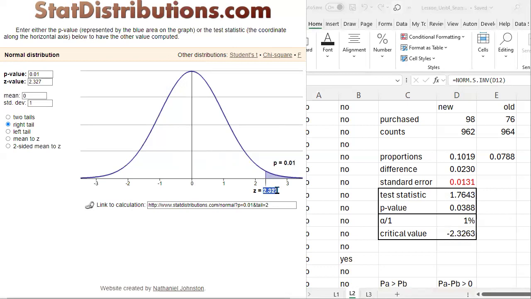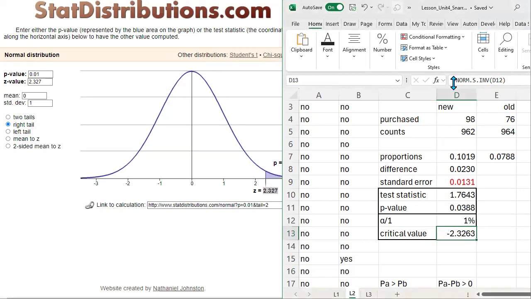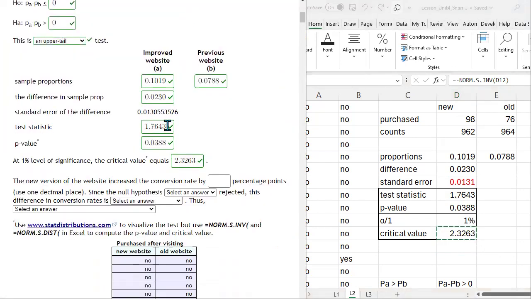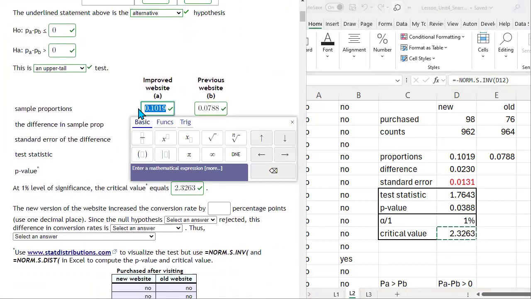The critical value is positive. Why? Because the probability of being less than this number is 99%, right? And so the critical value has got to be positive. So all we have to do here is make it positive. And the easiest way to make it positive is just that two negatives make a positive, right? So the critical value is 2.3263.